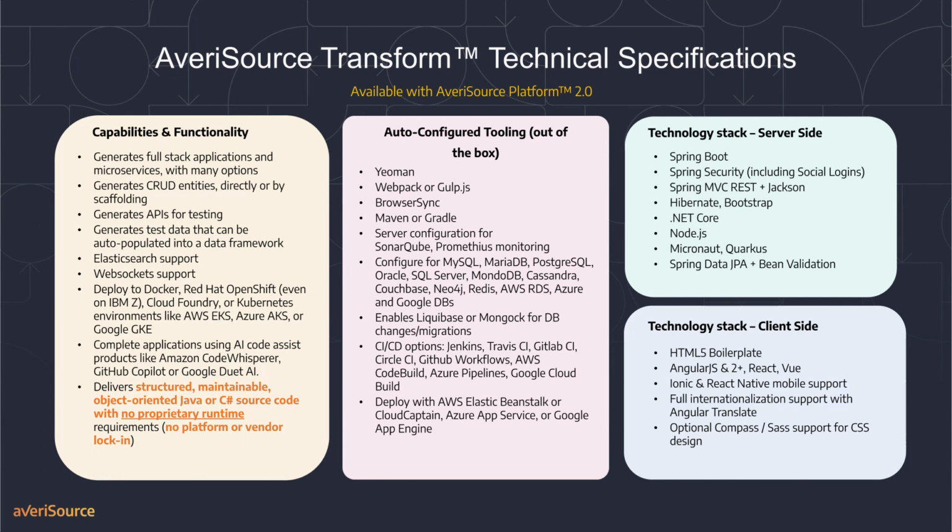Transform has many features right out of the box for integration with Maven or Gradle, for instance, the configuration files for SonarQube or Prometheus monitoring. And then it works with many different databases and products. But the key points to identify on the right: from a Java perspective, we use the Spring Boot framework. From the C# perspective, we're generating .NET Core. The Angular projects are industry standards. But the key components here, as I mentioned, are that we generate structured, maintainable, object-oriented Java or C# code with no proprietary runtimes, no platform or vendor lock-in.